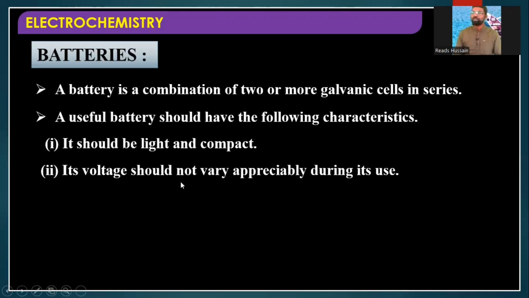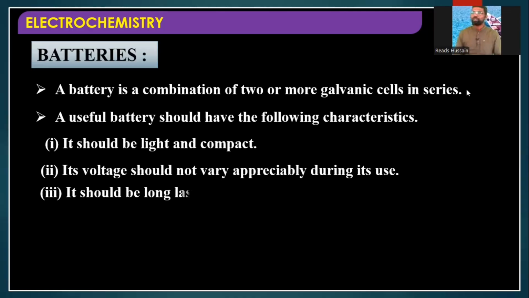Suppose you are using a battery, and after half an hour or one hour its voltage fluctuates, then the electronic devices cannot function properly. For example, you are using a calculator, your watch, your wall clock. All these devices have batteries, so they should have a constant voltage, right?